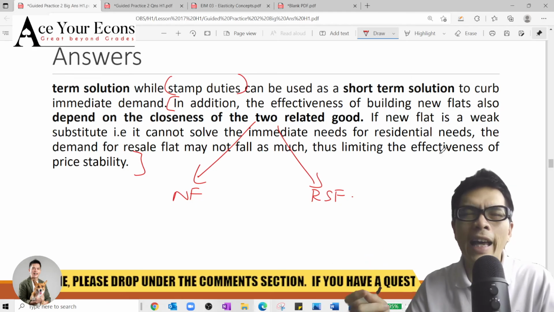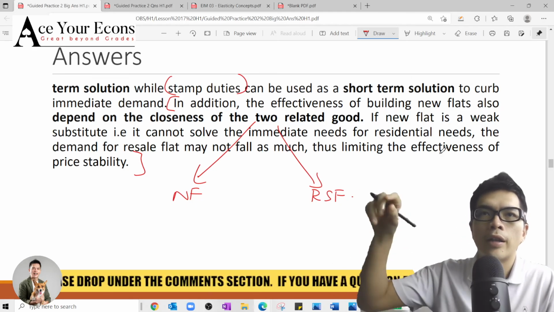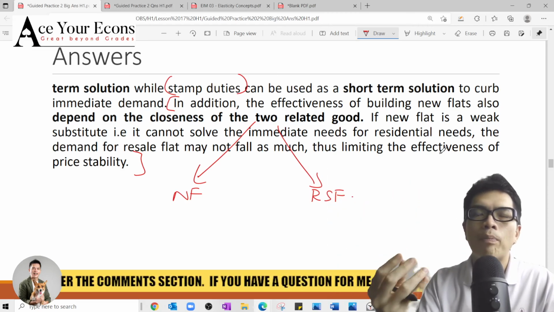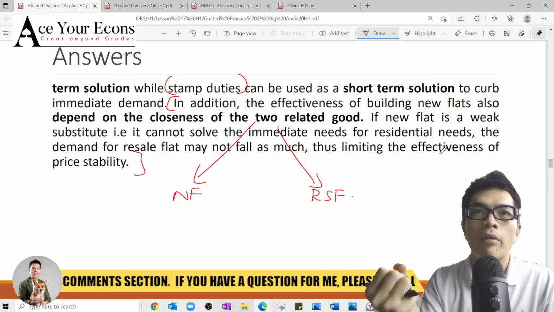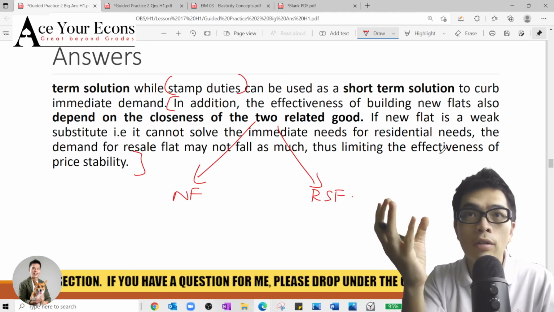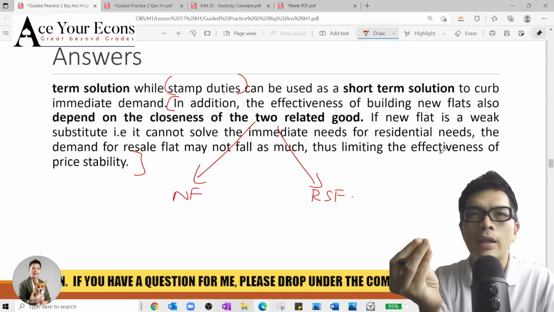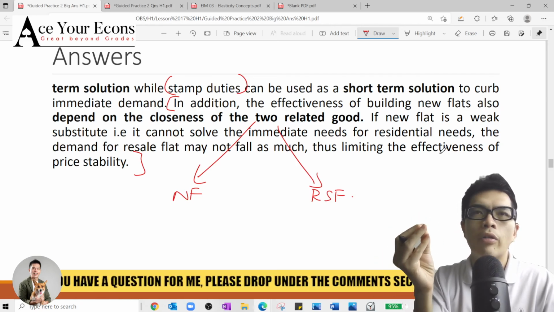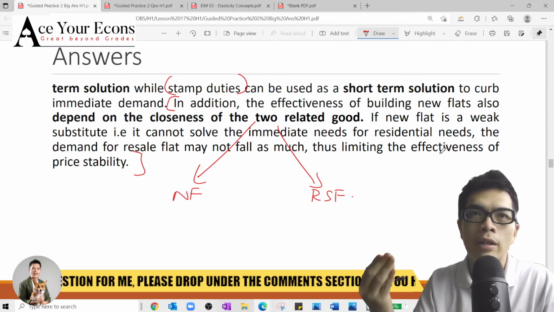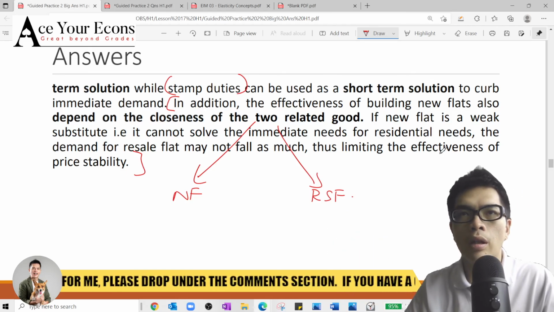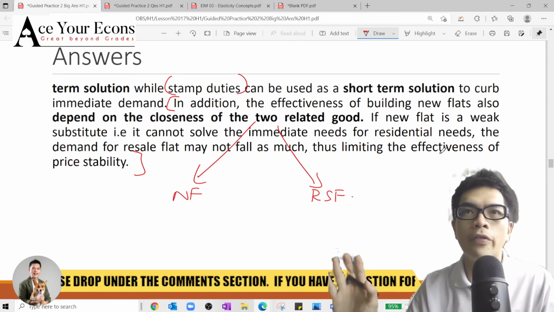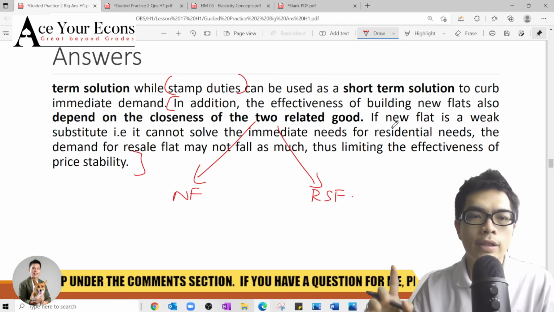For instance, new flats are normally built at the fringe of Singapore, Punggol, Sengkang. Resale flats are normally at mature estates, and mature estates means they are closer to the city fringe. So do you think they are exact close substitutes or weak substitutes? We can critique on that. By building more new flats, it does not necessarily reduce the price of resale flats, because they are weak substitutes. People may not want to stay in new flats that are too far away. This is something that you want to consider.